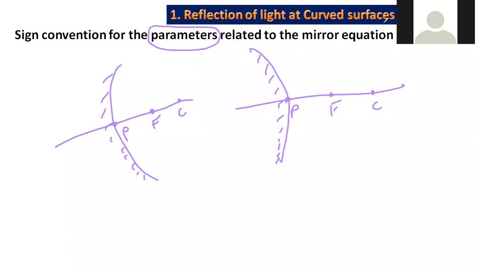Parameters are nothing but measurable quantities. Measurable quantities are called parameters. See here, I am showing you with the arrow.